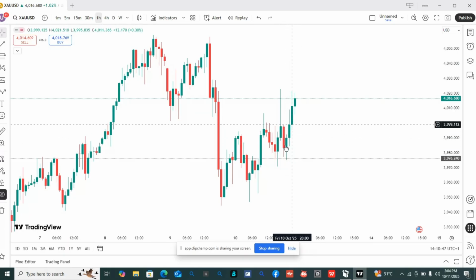Currently I'm still holding this trade. So basically this is how I take my trades on gold. You go and backtest this strategy, it is highly efficient.